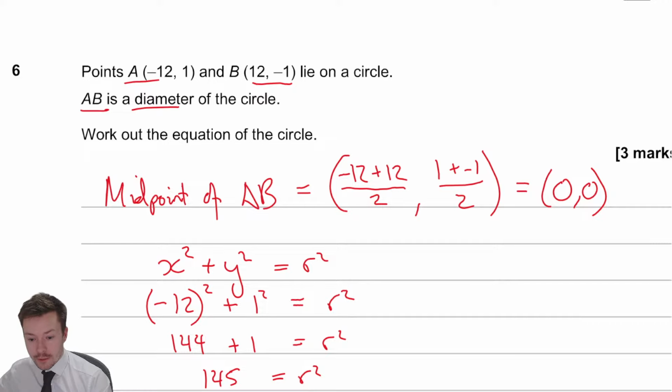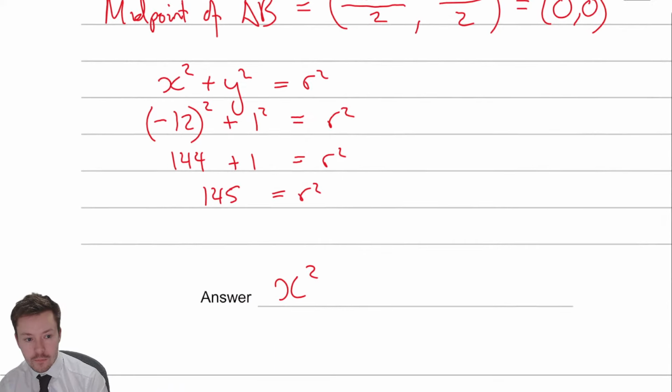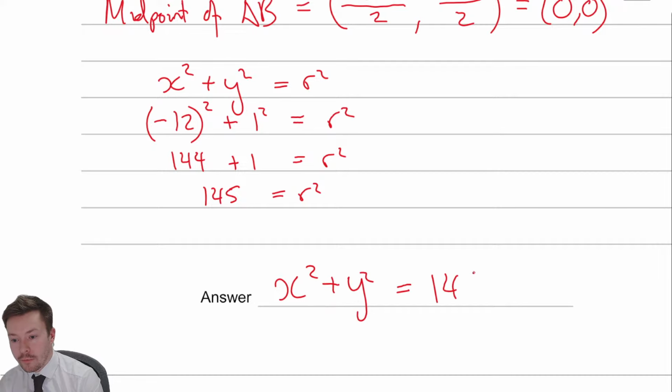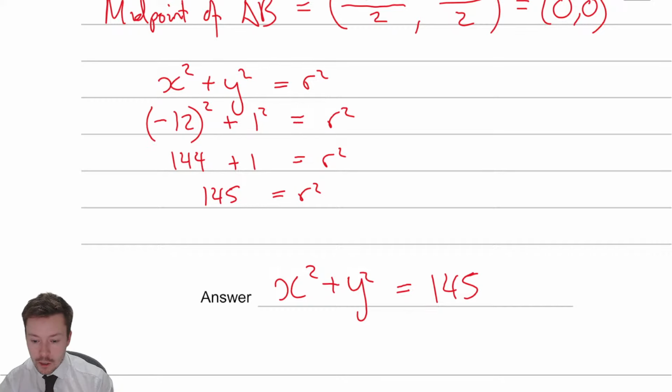So our final answer is x squared plus y squared is equal to 145. Okay, right. Going to move on to the next question.